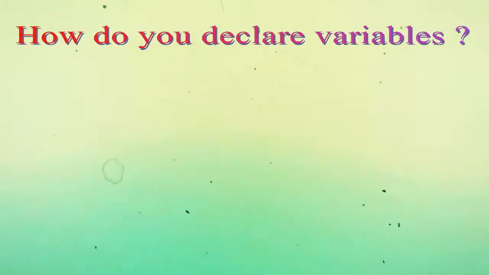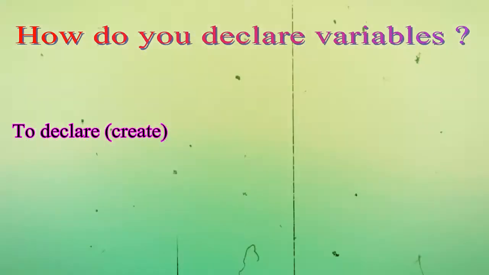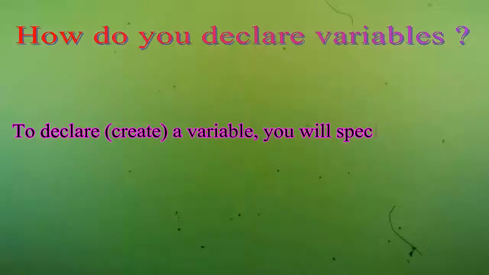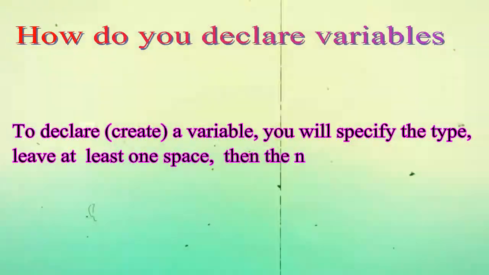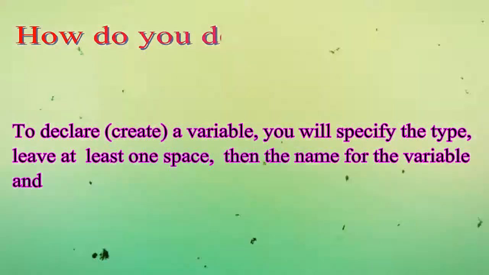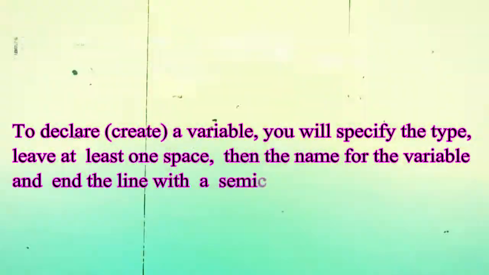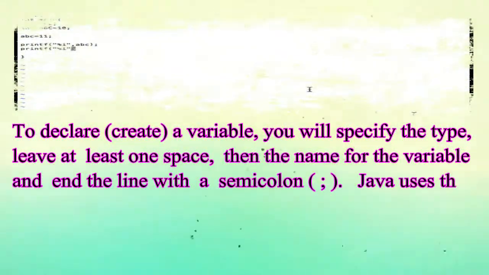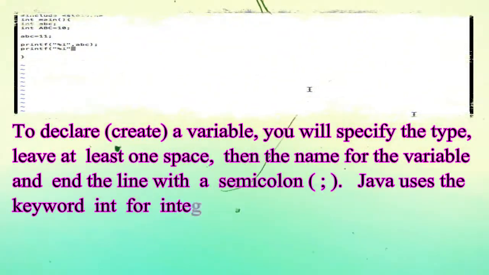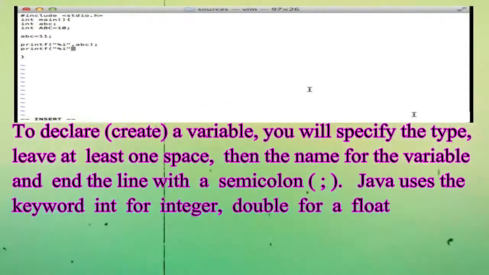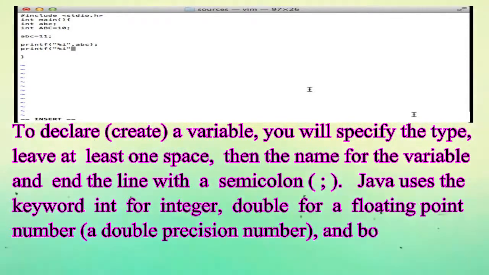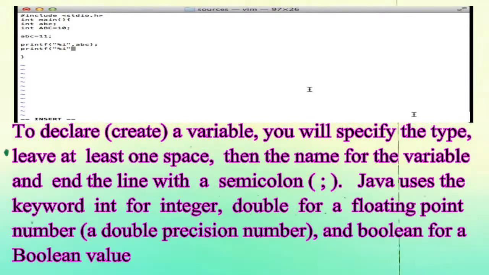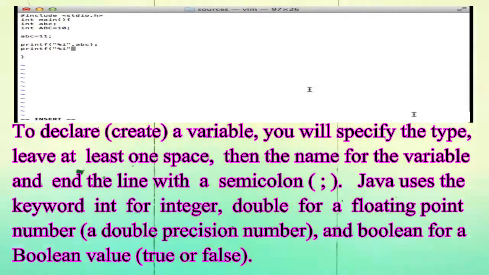How do you declare variables? To declare, create a variable. You will specify the type, leave at least one space, then the name for the variable and end the line with a semicolon. Java uses the keyword int for integer, double for a floating point number, a double precision number, and boolean for a boolean value, true or false.